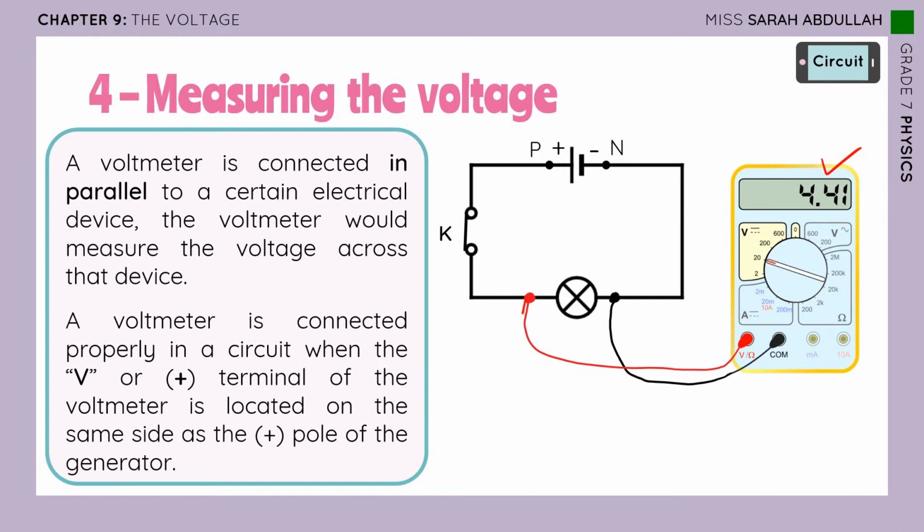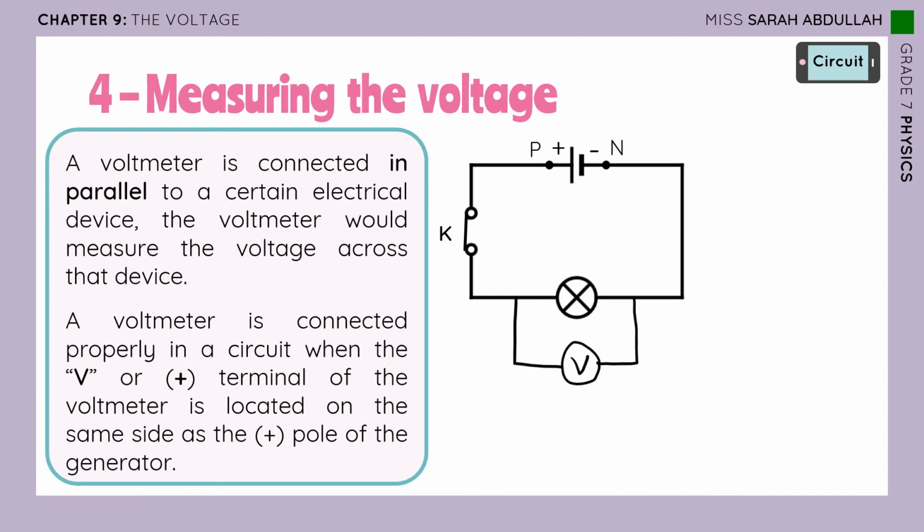This is what we mean by parallel. It means I'm adding another loop with the voltmeter. But of course, if I want to schematize it, it will look something like this. This is the voltmeter connected across the lamp. It measures the voltage across the lamp. This is its COM terminal and this is its V terminal.